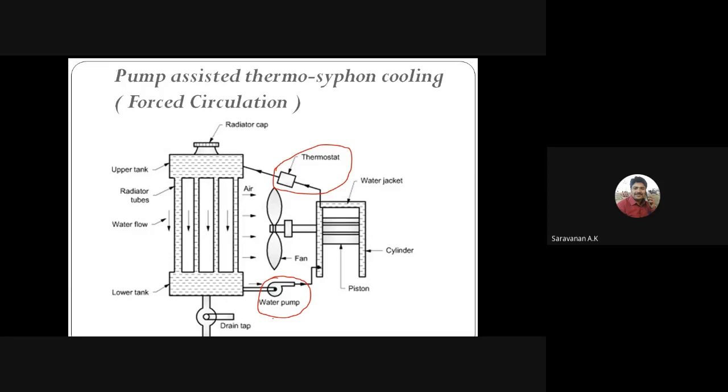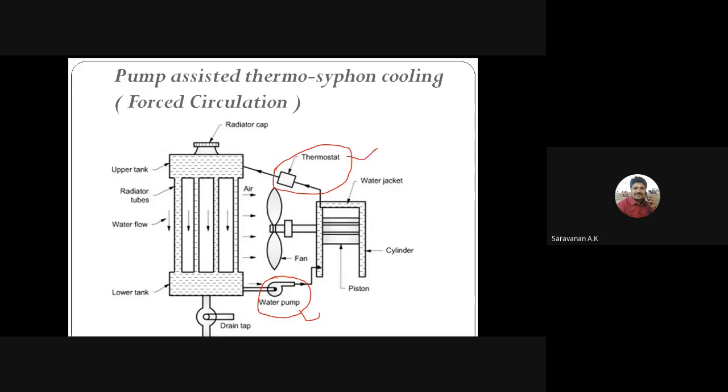So we are using the pump. The pump pushes the water from the lower tank to the engine block, that is the water jacket passage, and it carries the heat and goes into the upper tank. Again it will be cooled down by the radiator. For this, you can see here we have added the two: the water pump and the thermostat.